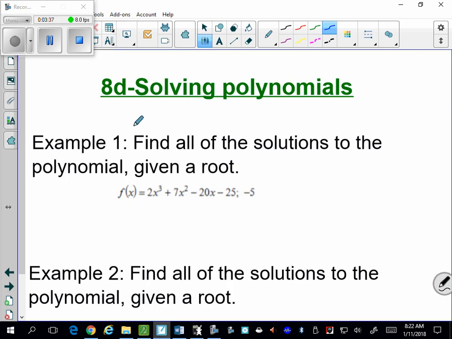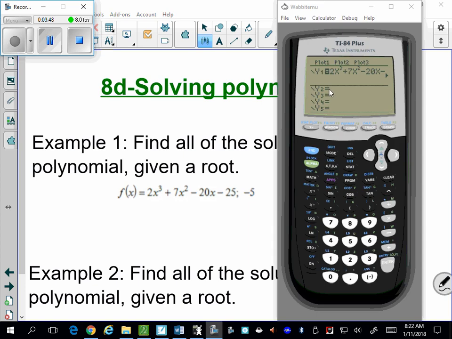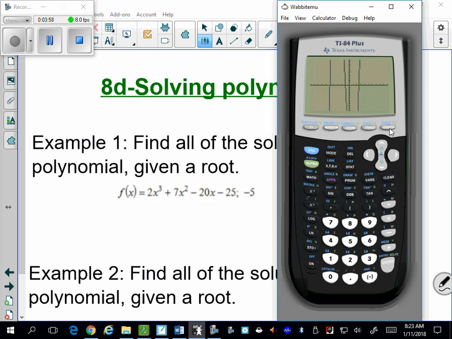So this is actually 8D here, solving polynomials. I'm going to give you a polynomial, and I'm also going to give you a root. And from that given root, we're going to find all the other roots. Okay, so I put the polynomial in the calculator. The -5 is a root, so when we graph it, we're going to see that at -5 it crosses the x-axis, so that's good. -5. Let's try to see if we can find the other two.